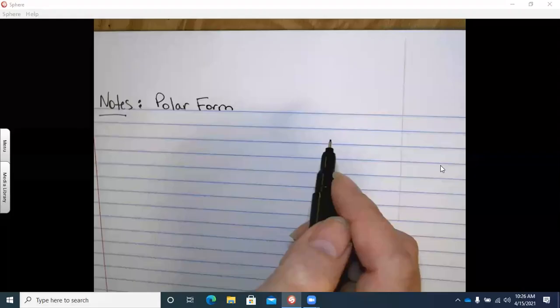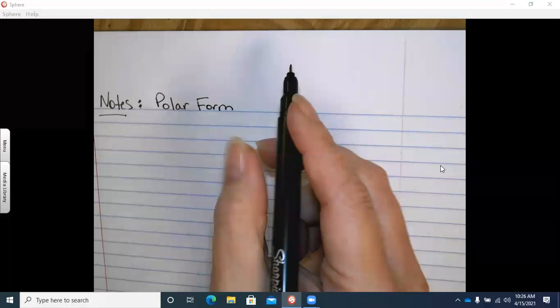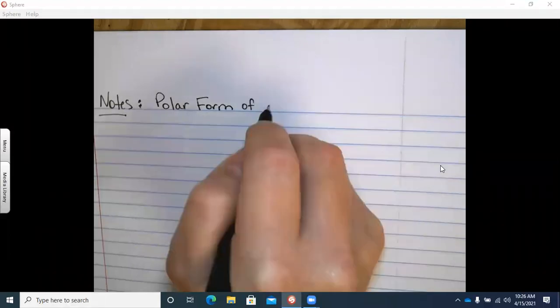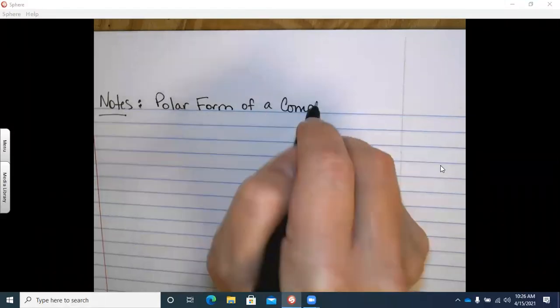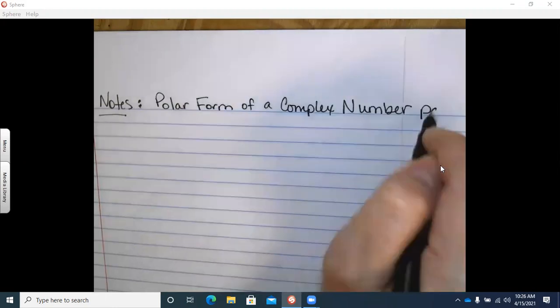Let's call this polar form of a complex number, which is very similar to what yesterday's notes were called. We never actually talked about polar form yesterday. We'll get into that today. So let's call this part 2. And the video that I posted yesterday, I called that part 1, although we didn't label our notes that way.